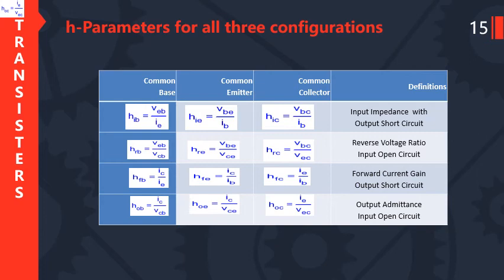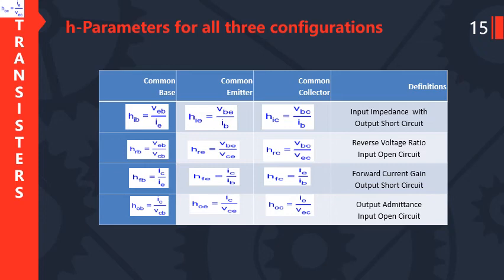तो कॉमन बेस कन्फिगरेशन में इनपुट इम्पीडेंस जो होगा HIB is equal to VEB divided by IE. कॉमन एमीटर में रहेगा HIE is equal to VBE divided by IB. HIC मीन्स कॉमन कलेक्टर is equal to VBC divided by IB. ये हो गया हमारा इनपुट इम्पीडेंस with output short circuit for all configurations.